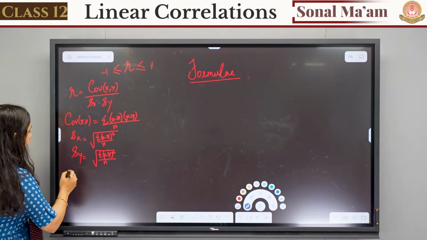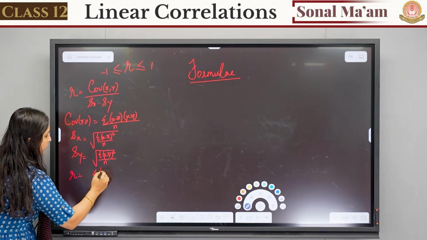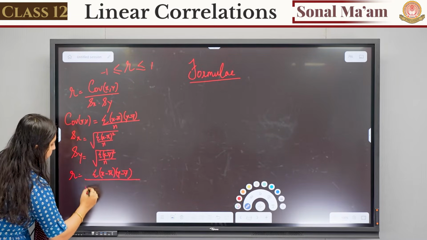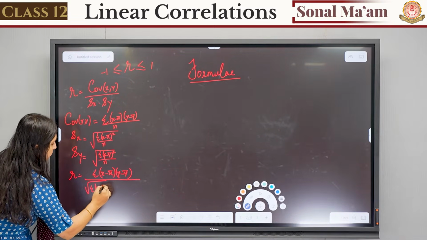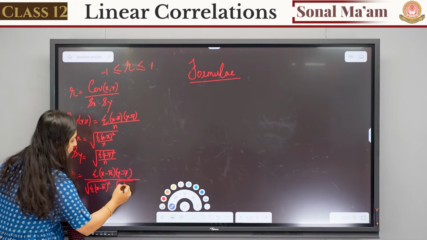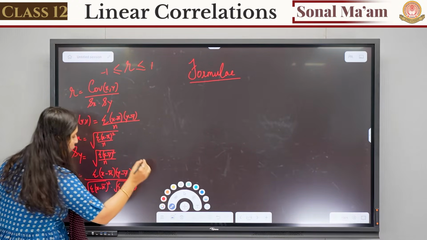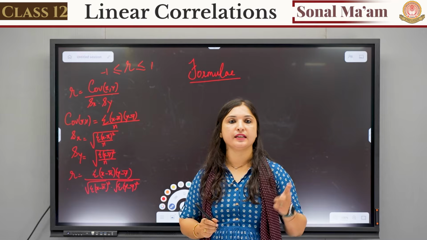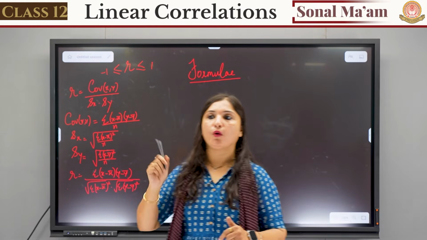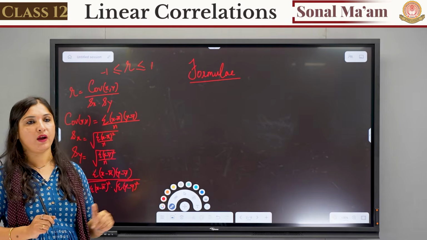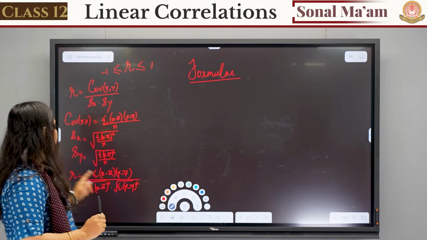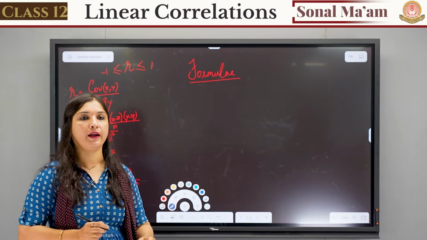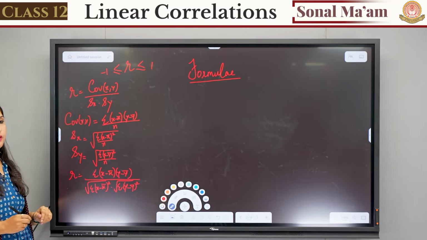Now the formula of r will be summation (x minus x bar)(y minus y bar) divided by n, divided by sx into sy. The formula for covariance is summation (x minus x bar) into (y minus y bar) divided by n, and sx is under root of summation (x minus x bar) the whole square divided by n. Similarly, sy is under root of summation (y minus y bar) the whole square divided by n.